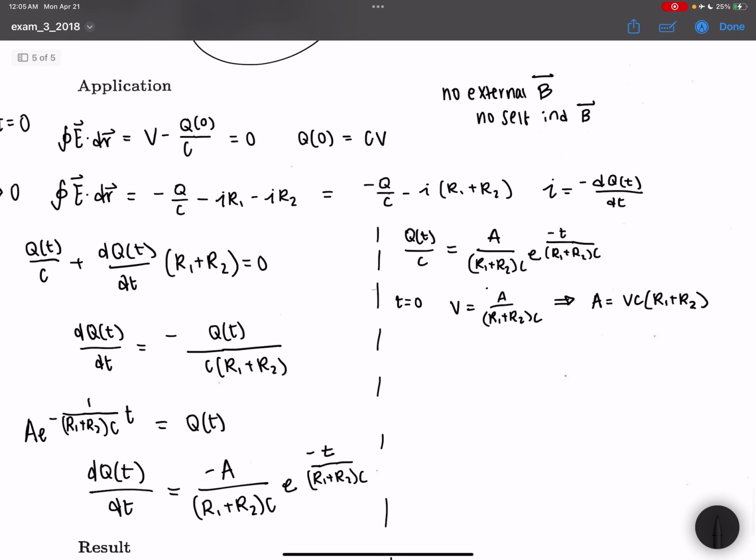Do I plug that A in here? And this is for Q(t) over C plus this thing. Yes. Wait. Let me see if I can do this because I am also taking this exam. Are you? I wasn't aware. I thought you were doing this for fun.